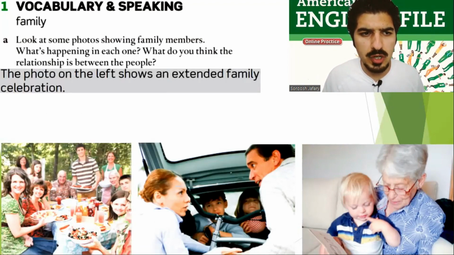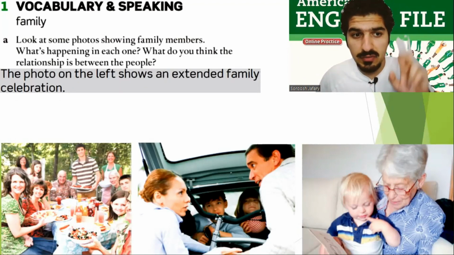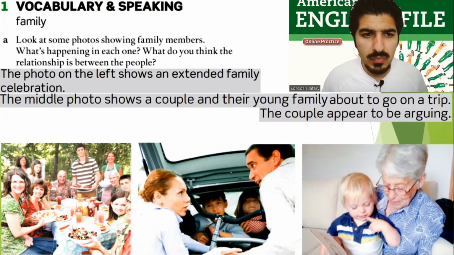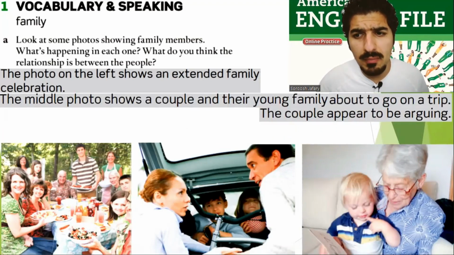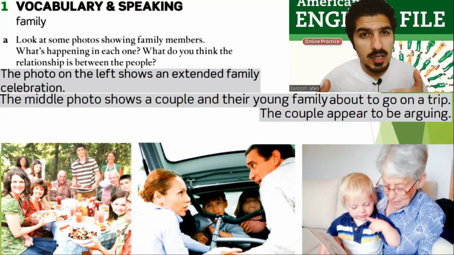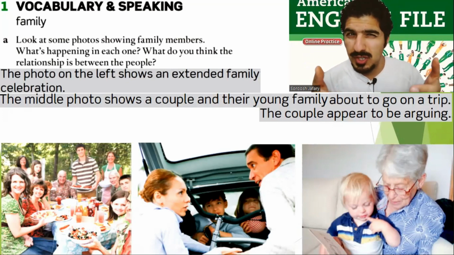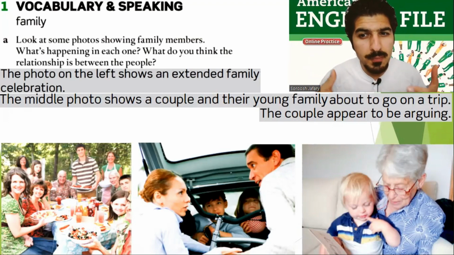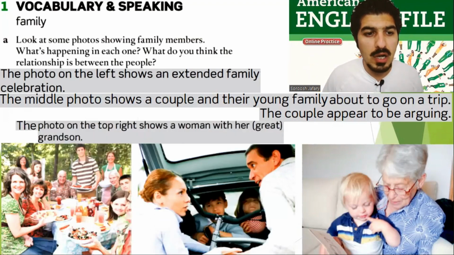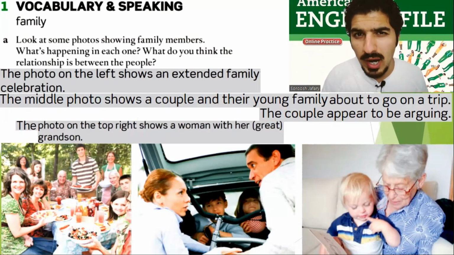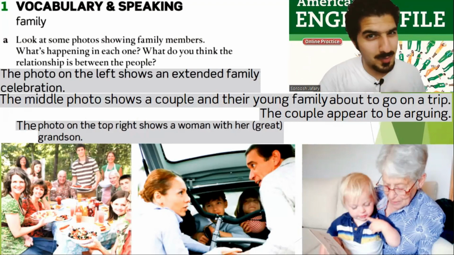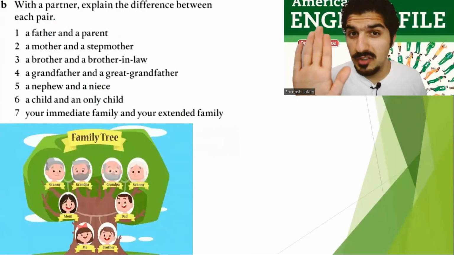Number 1, the first picture, the photo on the left shows an extended family celebration. Extended family. The middle photo shows a couple and their young family about to go on a trip. The couple appear to be arguing. It shows a little bit that they are arguing. And the last one, the photo on the top right shows a woman with her great grandson or grandson. Very good. How many of you did get it right? Okay, that means you are very smart. Let's move on.